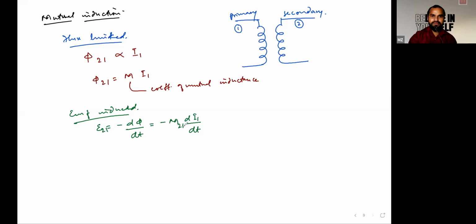So these are just two different formulas. Just write it down, and I'm giving you some problem regarding this particular part.